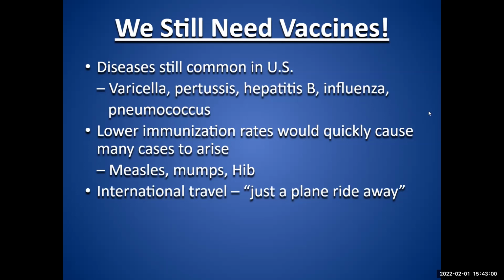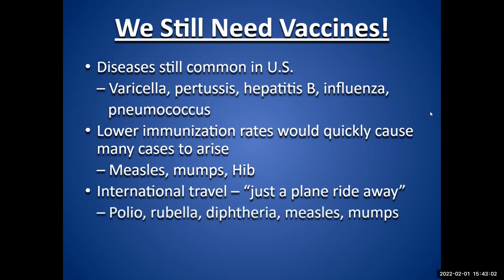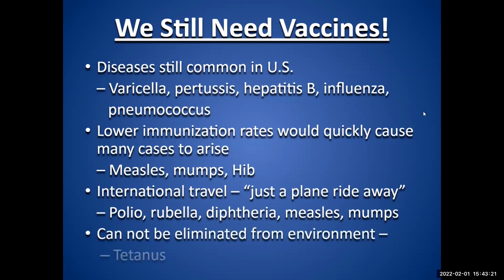International travel, right? You always want to make sure that you've got immunizations for polio, rubella, diphtheria, measles, mumps, because just a plane ride away, you can go to a country where these diseases are running rampant. They're very prevalent. And then tetanus, we will never be able to eradicate, right? It's always there out in the environment, unfortunately. But we can protect ourselves really easily by getting a tetanus vaccine.